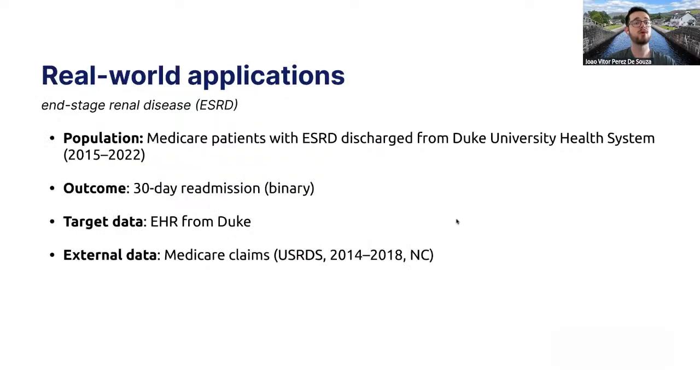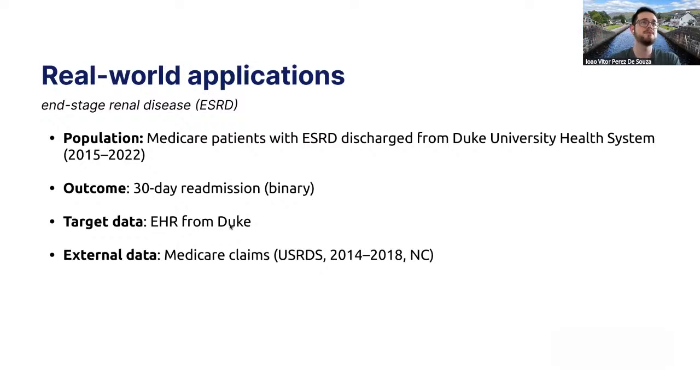So let's talk about real world applications. They developed a method, tested the simulation model, and then decided to test this with a specific health condition. They used end stage renal disease, ESRD, and took a population from Medicare patients with ESRD discharged from Duke University Health System between 2015 and 2022. Their outcome was 30-day readmission. So binary, yes or no, did the patient come back to Duke or not?